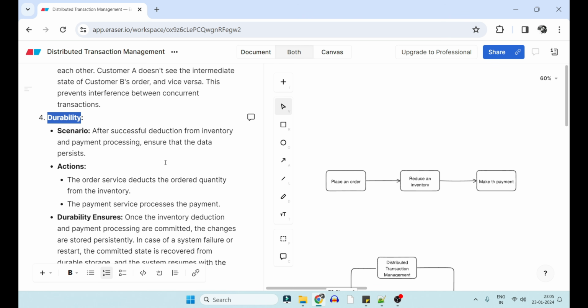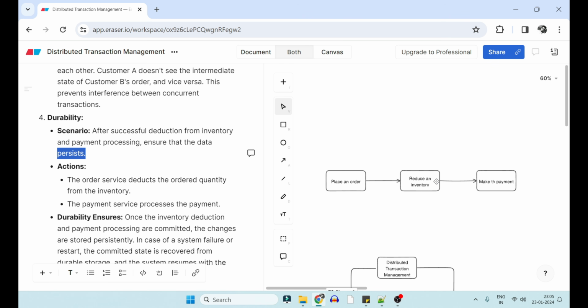Durability says that after successful deduction of inventory and successful payment processing, the data is persisted in the database. That means if I have one quantity of a product and my order is placed successfully, and my payment is also successful, the inventory should be made 0 as the order is successful and payment is also done.